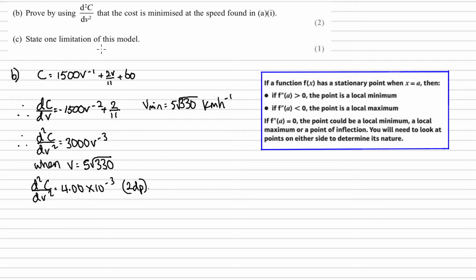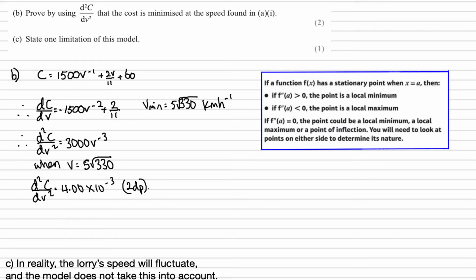Well, there's many things you can say here, but one thing I've chosen to say is that in reality the lorry speed will in fact fluctuate, and the model does not take this into account. Okay, so the lorry is not going to go all the way, the whole journey, without stopping. It's probably going to stop, and it's probably going to accelerate and decelerate, and traffic lights, and etc. So the model has not taken this into account.